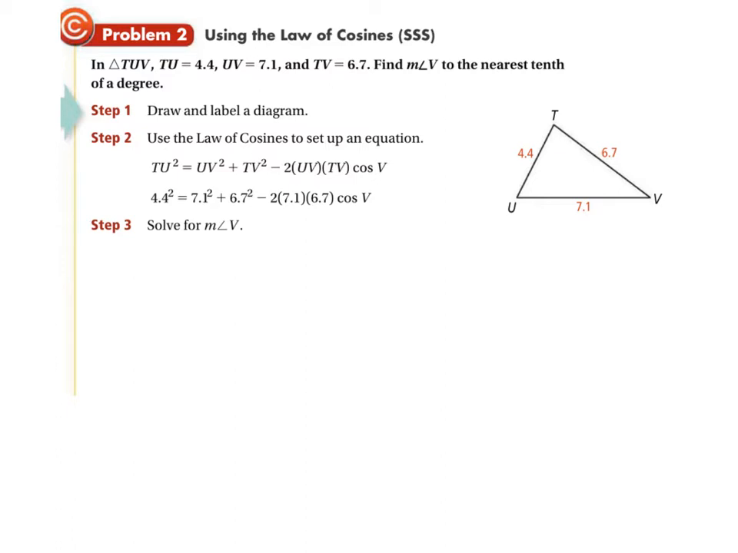There it is. So 4.4, as I said, all by itself, equals the other two sides, 7.1 squared, plus the other side, 6.7 squared, minus 2 times those same two sides that you put over there, 2 times 7.1 times 6.7, times the cosine of V, which was the angle opposite that side right here, okay? And that's why we put this by itself, because it's opposite the angle that we're using, okay?